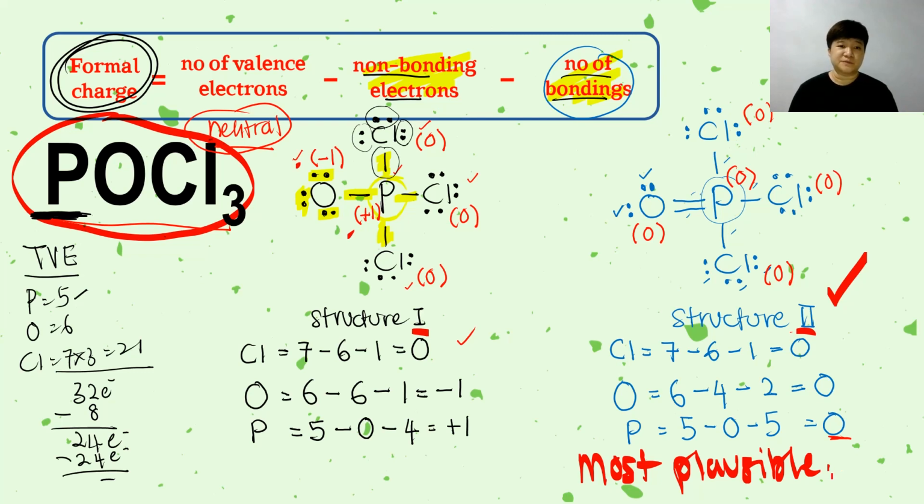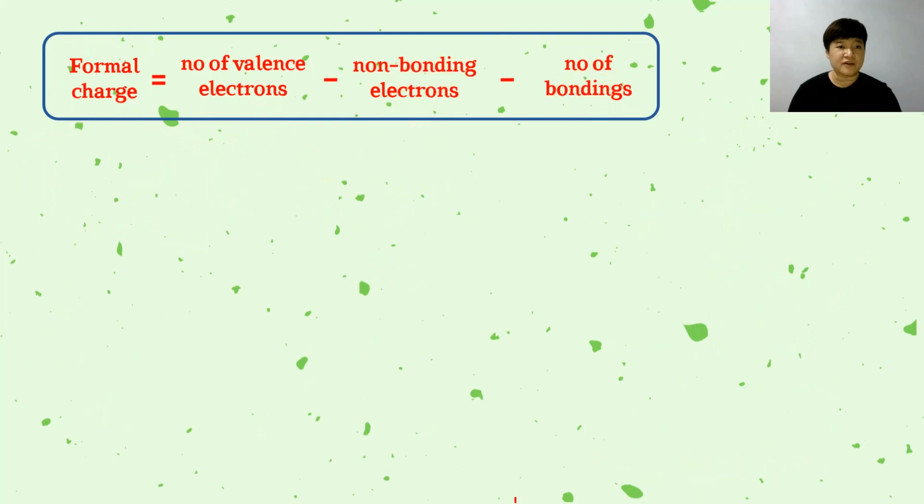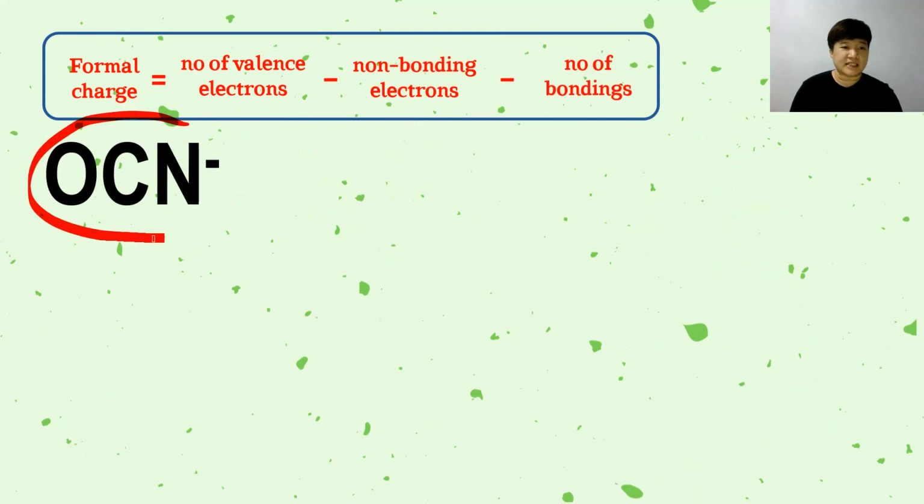Simple, very simple. So let's go to the last example. What happens when you have a charged OCN minus? It's OCN minus, you have a negative charge over here. So the total formal charge must equal negative 1 because we have OCN minus.